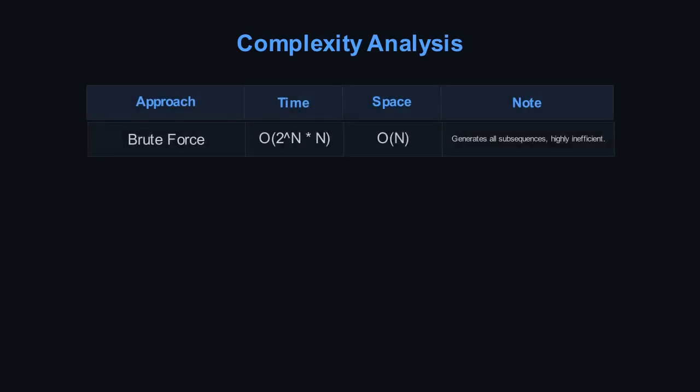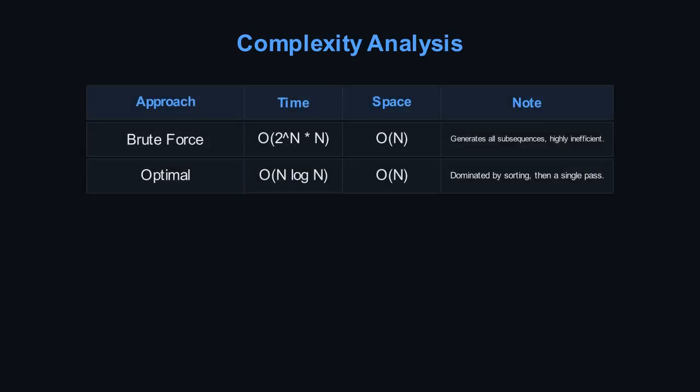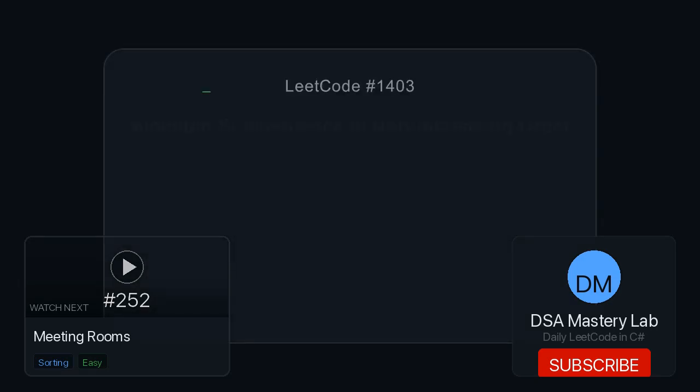Time complexity is O(n log n), linearithmic time due to the initial sorting step. Space complexity is O(n) to store the result list, in the worst case where we pick almost all elements. This greedy approach is efficient and straightforward.